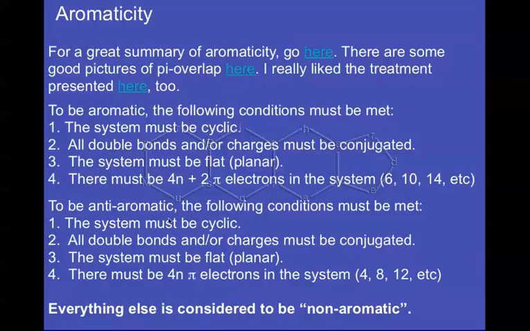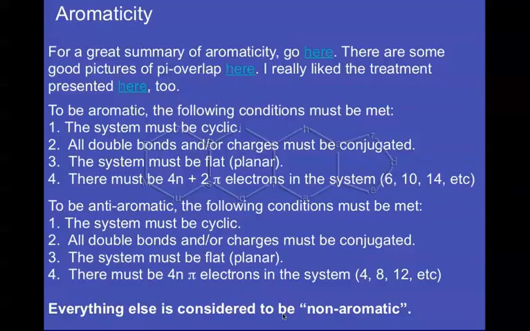Now, to be anti-aromatic, the following conditions must be met. It's the same conditions. The system must be cyclic. The double bonds or charges must be conjugated. It must be alternating, single, double, single, double. The system must be flat, and there must be 4n pi electrons in the system. So numbers like 4, 8, and 12 are going to be anti-aromatic systems. And like I said before, everything else is considered to be non-aromatic.